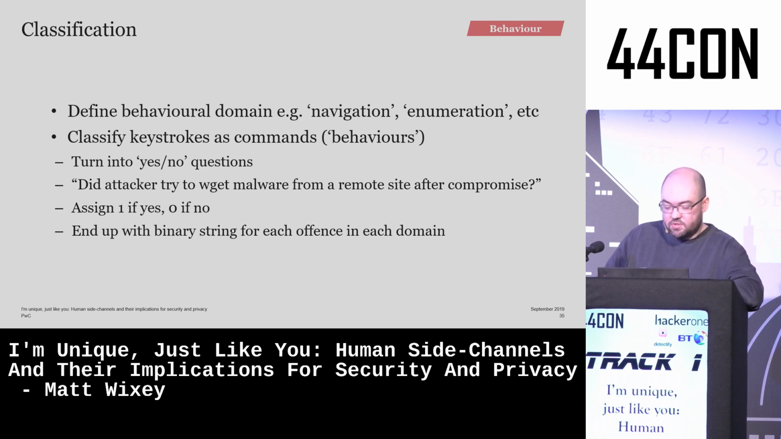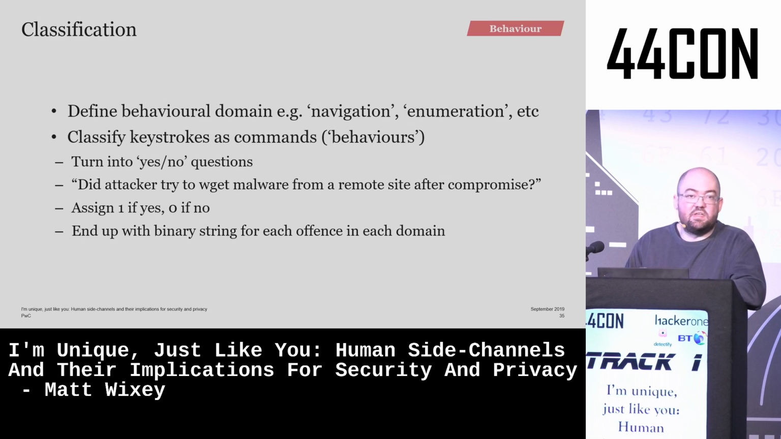So with classification, you would define a domain, a behavioral domain. So one might be navigation. So what keystrokes does an attacker enter on a system to try and navigate around the file system, copy files, move files, list folders, that kind of thing. Another might be enumeration. So what an attacker is doing to find out what operating system they're running on, and what possible vulnerabilities might be. And then you turn those behaviors into yes or no questions.